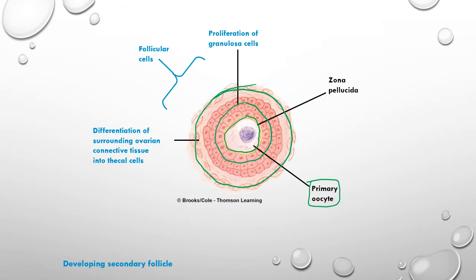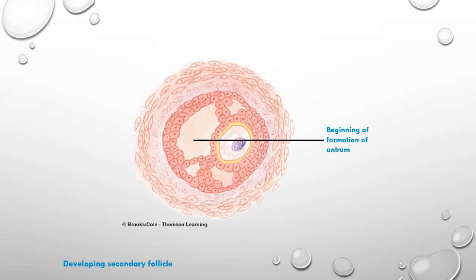This is going to continue to differentiate, and as that follicle begins to grow, it starts to fill a space inside called the antrum, and this becomes filled with fluid. And so there's fluid filling the inside. That fluid is going to be what's utilized to actually propel the ovulated oocyte out from the follicle and into the fallopian tubes or the uterine tubes that's there.